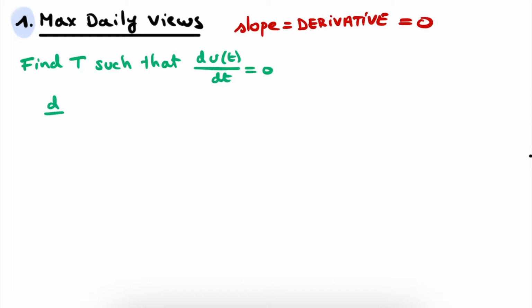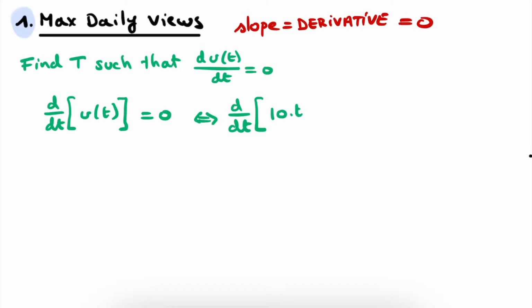So we have that d over dt of our function v of t, or daily views, has to be 0. And this is the equation that we have to solve. To do this, of course, we first have to take the derivative of our function. To remind ourselves, our function was simply 10 times t times e to the power of minus 0.3 times t. And as we had identified while visualizing this function, it is the product of two functions, 10 times t multiplied by this exponent. Therefore, we need to take the derivative of a product of two functions.